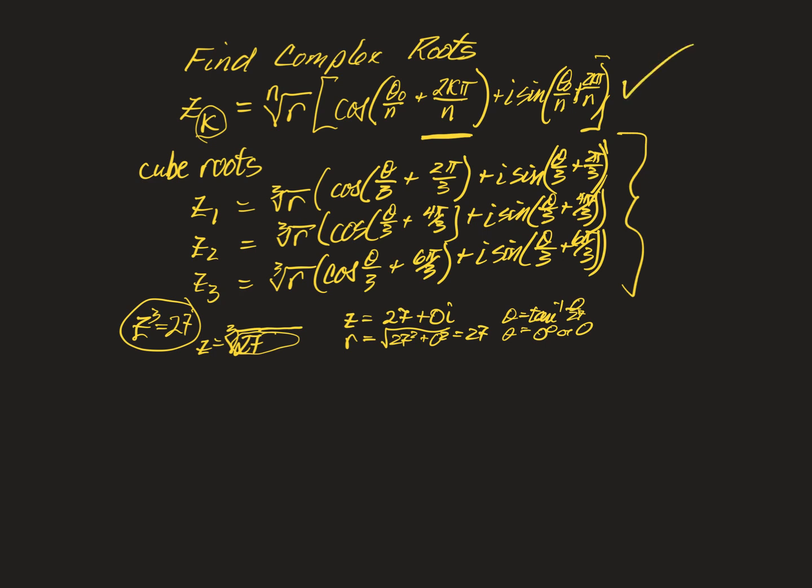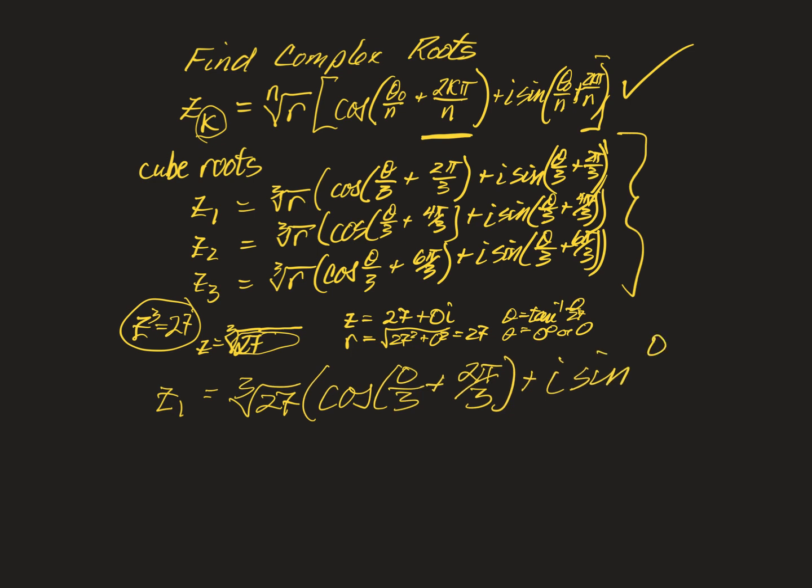Now we can plug it in to these three things we've written. This is the general form, and I've shown you how to rewrite it for cube roots. Now I can find the 3 roots. So z sub 1 is equal to the cube root of 27, because that was r, times cosine of 0 over 3 plus 2 pi over 3, plus i sine of 0 over 3 plus 2 pi over 3.